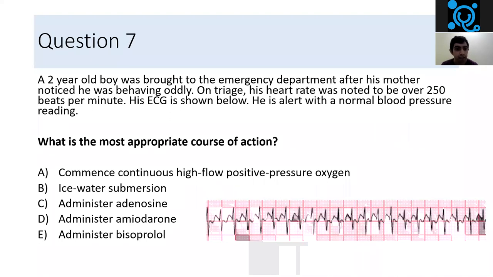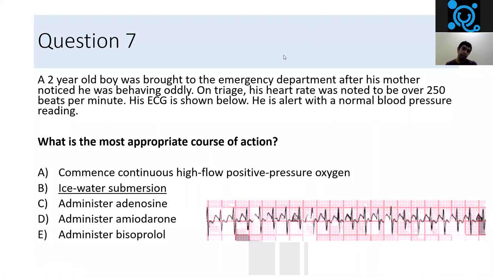Okay, so no one's gone for option A. So no one's administering something like CPAP. And then there's a roughly even split between options B and C. So ice water submersion or adenosine. And then a few people, roughly in equal amounts, again, around 15% going for D and E. So the correct answer is B, okay?